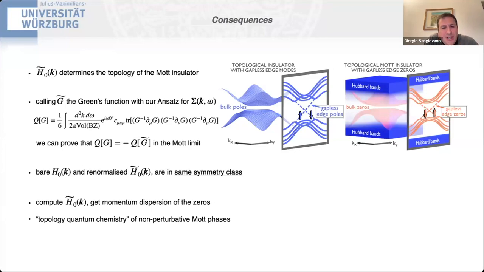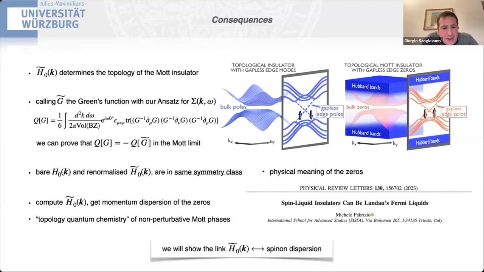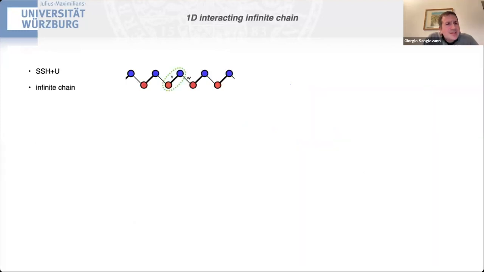But even more interestingly, we can then study the physical meaning of the zeros that has been suggested, for instance, recently by Michele in this beautiful paper. Not only this one, there is also another one suggesting the physical properties, the physical content of the Luttinger surface and its excitations. And in the second part of my talk, I'm going to discuss the link between H0 tilde and the spinon dispersion.